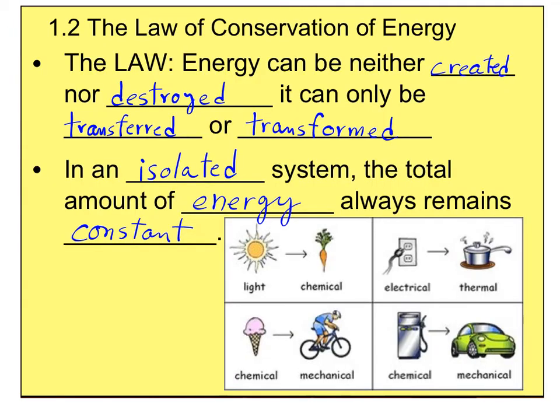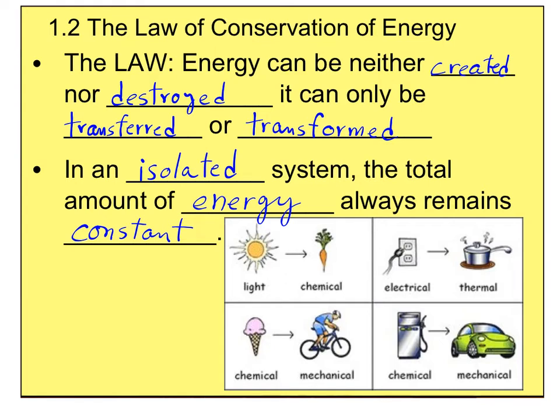And there's this very important law that describes everything we have observed about energy. It's called the law of conservation of energy. And the law states that energy can be neither created nor destroyed. It can only be transferred or transformed. That means we cannot make energy appear out of nowhere.